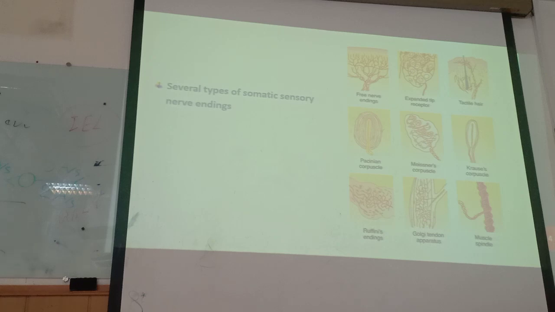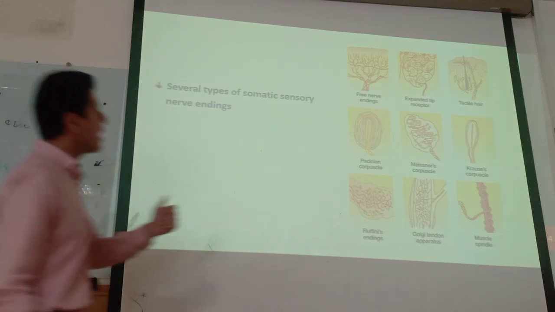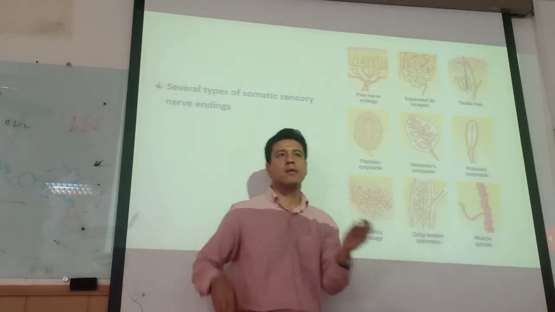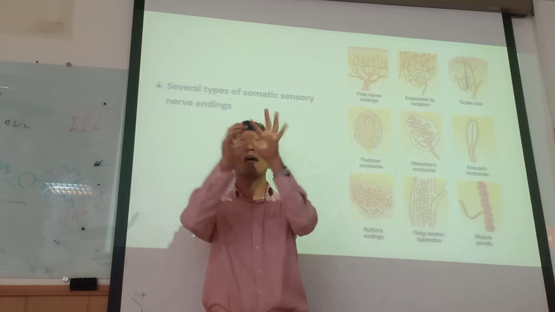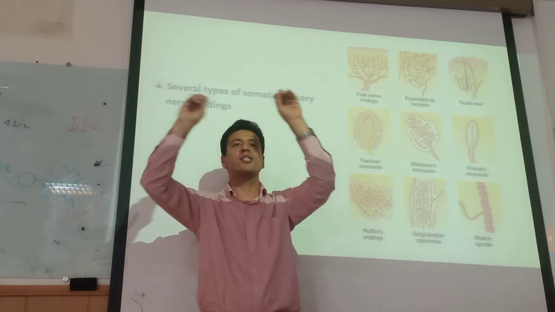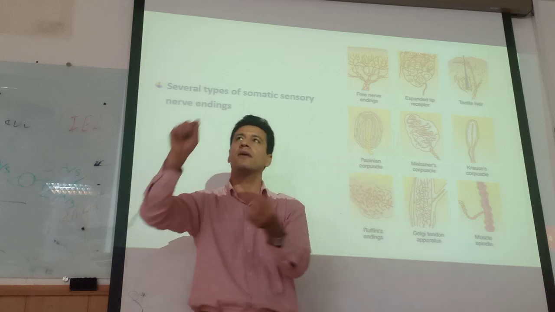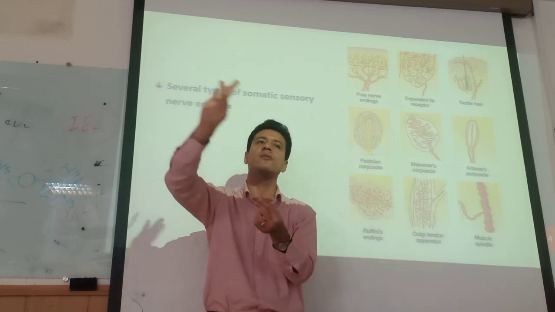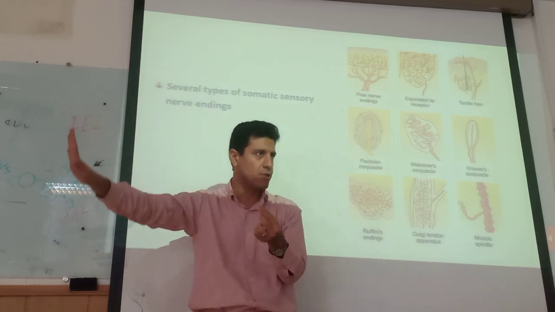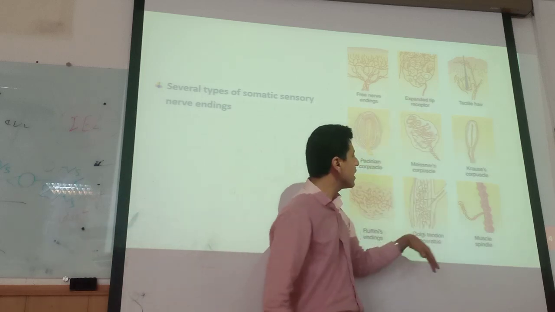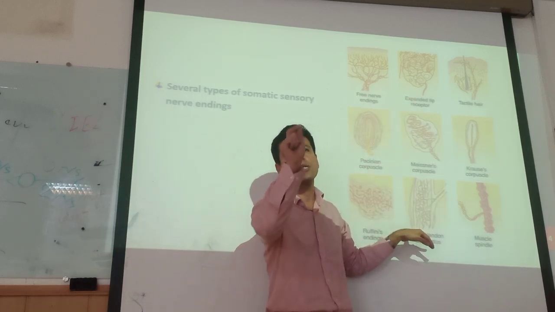In the skin, we have several types. For example, we have free nerve endings: axons that are branched several times like a tree. We call them free nerve endings because at the tip of these nerve endings there is no special structure. But other receptors have some special structures at the tip.